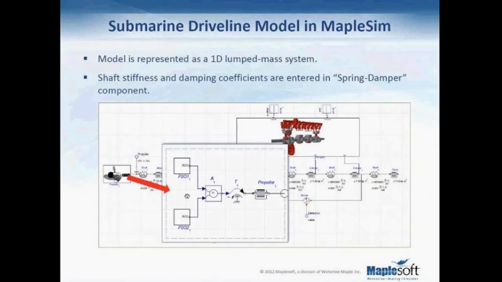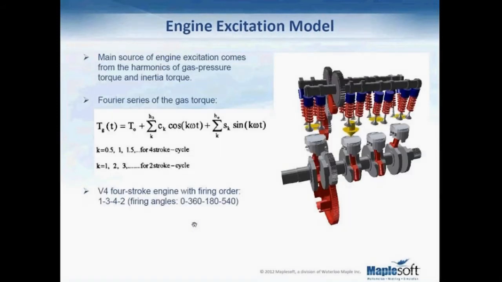And this is a little more detail of the propeller component, which is modeled as a combination of two sinusoidal functions that have different frequencies and phase angles. The most predominant source of vibration comes from the internal combustion engine. This is due to the gas pressure torque, which is related to the cylinder gas pressure by the geometry of the slider-crank mechanism that causes the vibrations.